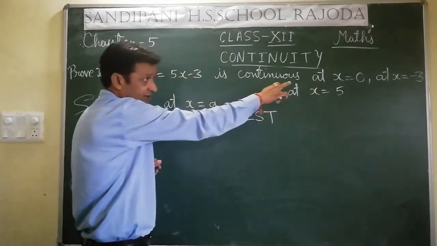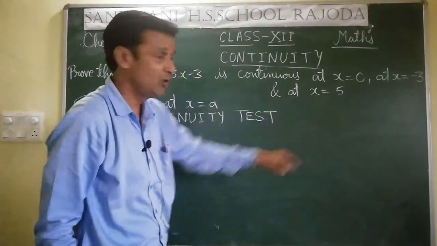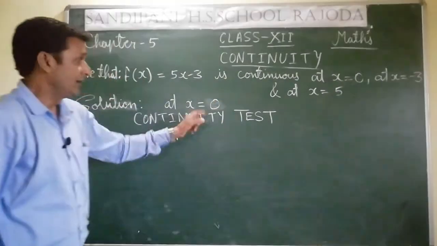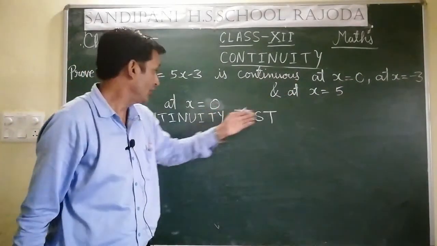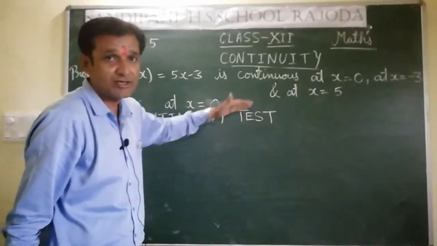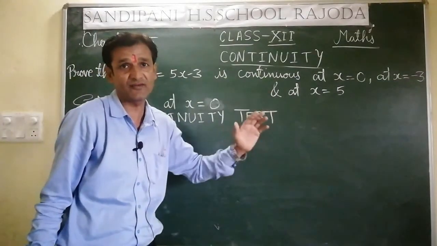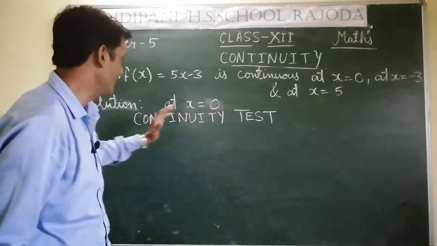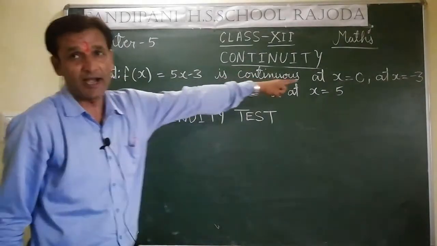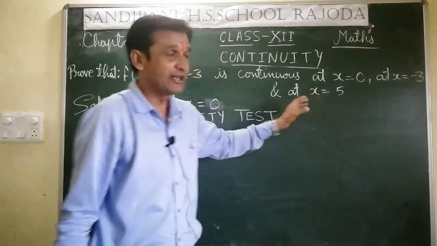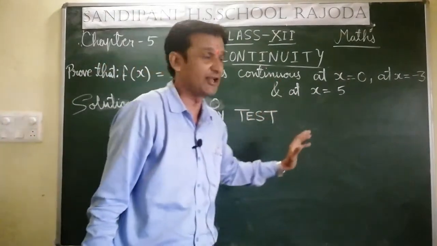So in place of a we are having these 3 values. So in first it is x is equal to 0, where we have to put x is equal to 0 first of all. In place of a, that I have told you in form of a, because I have explained that continuity in form of a only. In place of x we were putting value x is equal to a. Here we have to check it at x is equal to 0, at x is equal to minus 3 and at x is equal to 5. 3 times we have to solve the limit here.